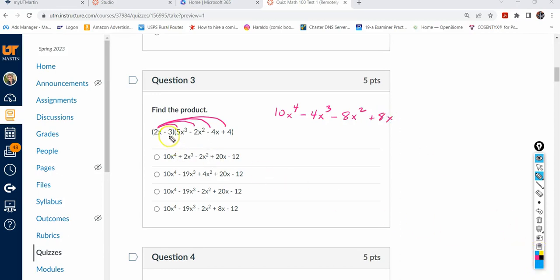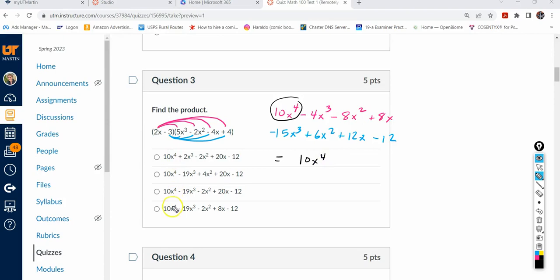And then we multiply negative 3 by everything. And so we're going to have negative 3 times 5x cubed is minus 15x cubed. Negative 3 times negative 2x squared is positive 6x squared. Negative 3 times negative 4x is plus 12x. And negative 3 times positive 4 is minus 12. And so now I only have 1x to the 4th term.